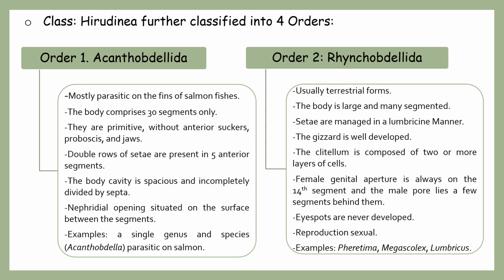Order 2 is Rhynchobdellida, usually terrestrial forms. The body is very large and has many segments, right? And the gizzard is very well developed, and they are a little bit more developed than the Acanthobdellida.